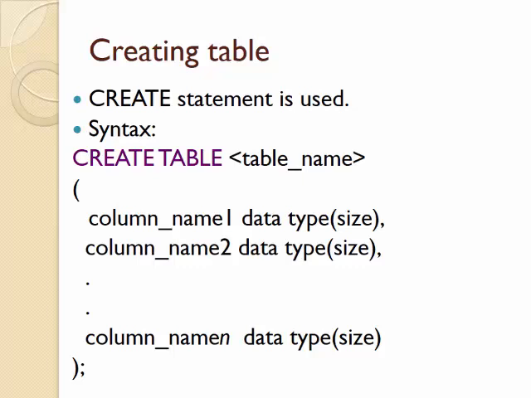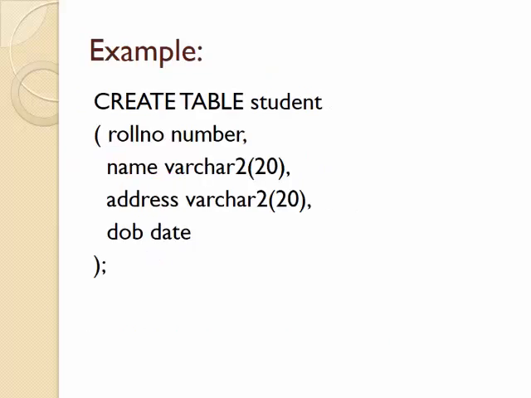And the syntax is create table, table name, and within parentheses column name along with the data type and size. You can specify any number of columns, but all the columns must be defined by specifying the data type and size of the column, and all the columns must be separated by comma. Say for example, if I want to create student table having the columns roll number, name, address and date of birth, then I will be writing first.